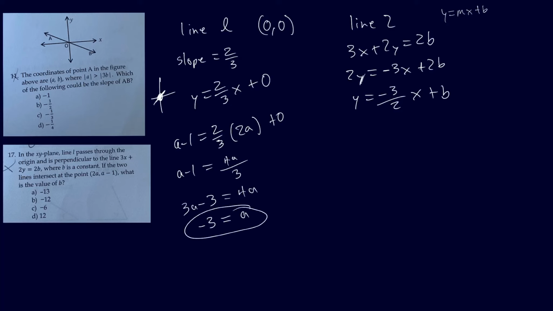So this is a pretty useful piece of information. That means that we can figure out what these two values are. So 2a must be negative 6, and a minus 1 must be negative 4. Okay, and because we know that these are the 2 points, or the 2 x and y values, we can plug this into the equation for line 2.